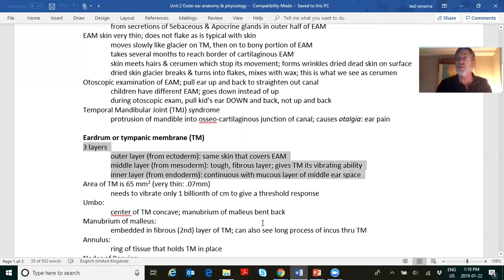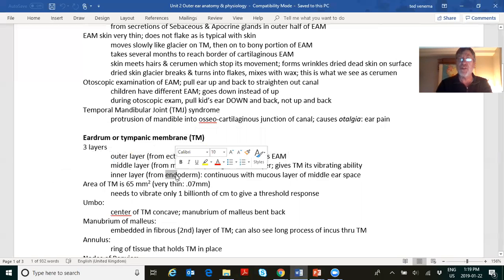The eardrum is the one part of your body that retains all 3 of those original tissues. It has an outer layer, a middle layer, and an inner layer. The outer layer is from ectoderm, the middle layer is from mesoderm, the inner layer is from endoderm. Remember, ecto, exit, means outside, endo means inside.